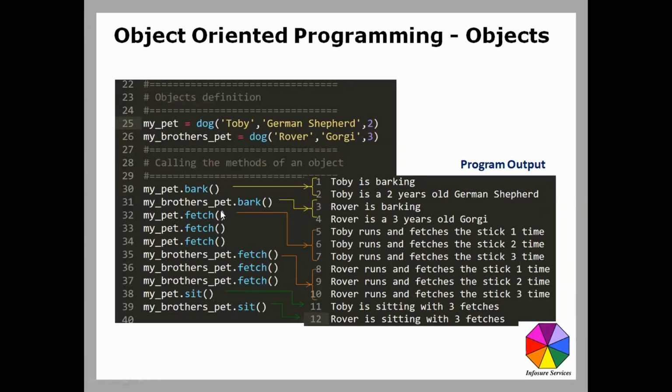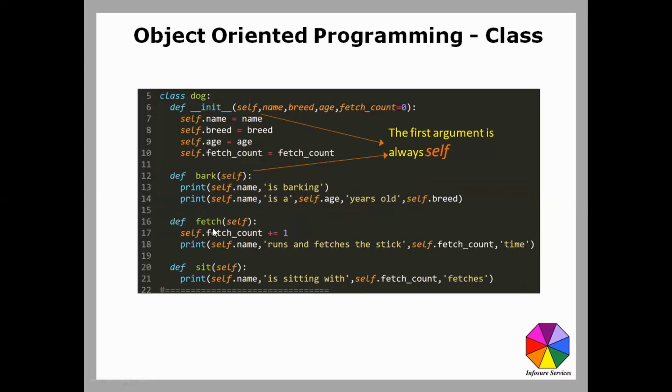Now when I have to set a value of my pet, of course that's in this object. When I say my pet dot fetch, it will increment that fetch count. So fetch count is going to be incremented each time. That's what it says: Toby runs and fetches the stick 1 time. Another time I call fetch, it will increment once again. So this is a setter method, and it is defined in the class itself, the auto incrementation. That's what we did here.